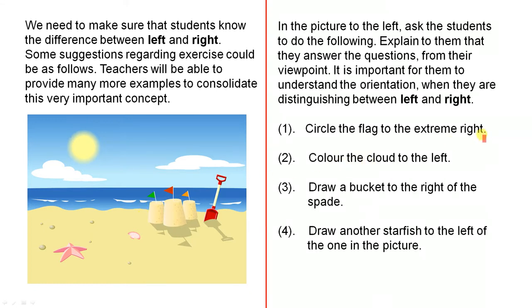Let's look at some examples. Circle the flag to the extreme right. So I am looking at the picture, and this flag here is the one to the extreme right. So that's just what I mean by the orientation of you looking at the picture.